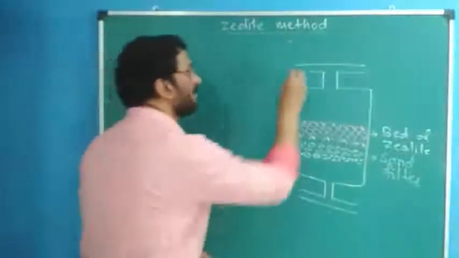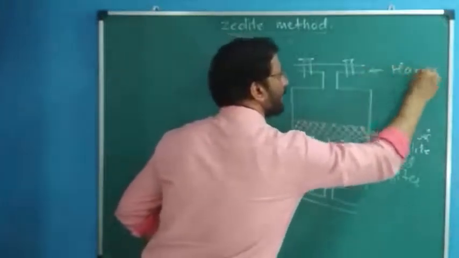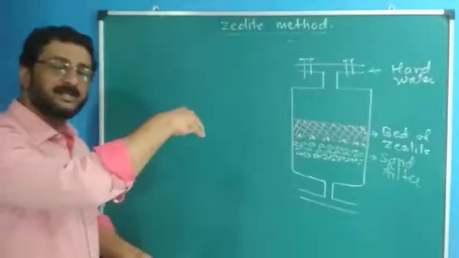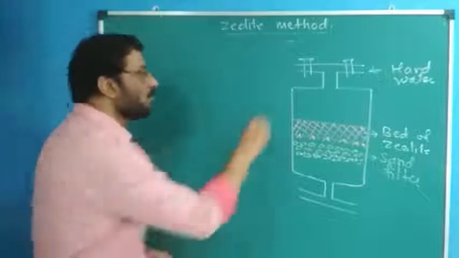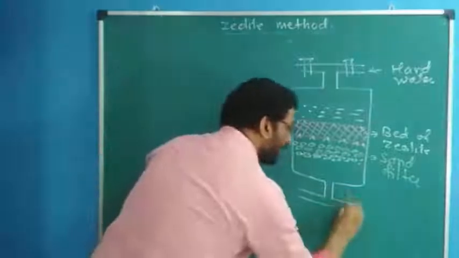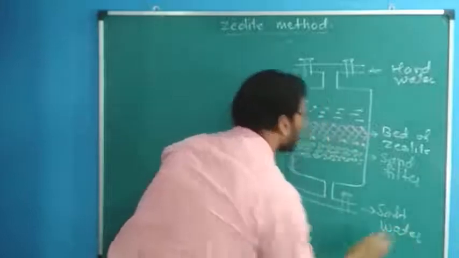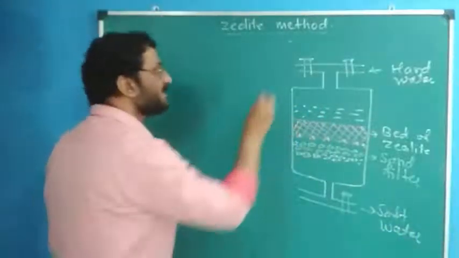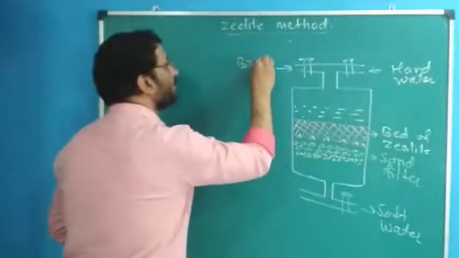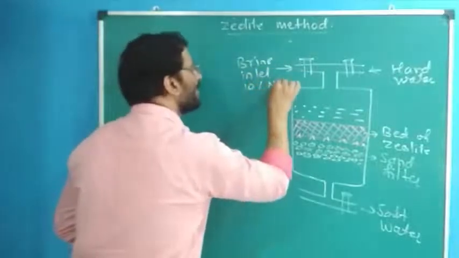Now it has 2 inlets. One is for hard water. This is the hard water inlet. At a specified rate, under pressure, we will pass hard water over the bed of resin. You show it like this. And this is the outlet for soft water. Once this bed is exhausted, this is the inlet for brine, or 10% NaCl inlet.